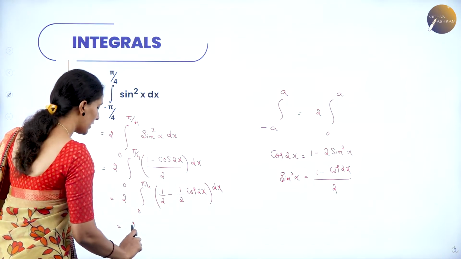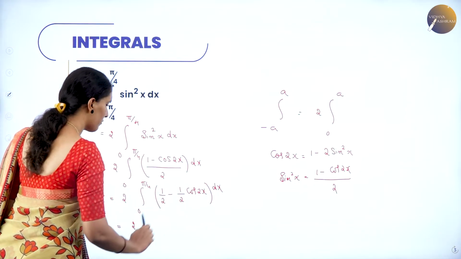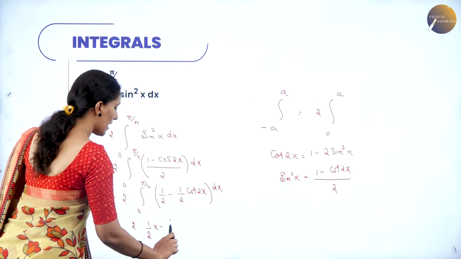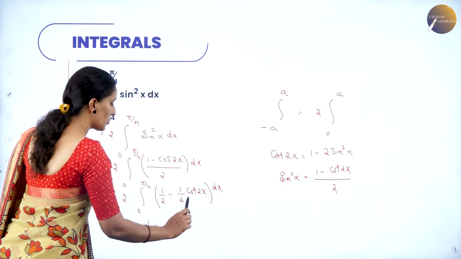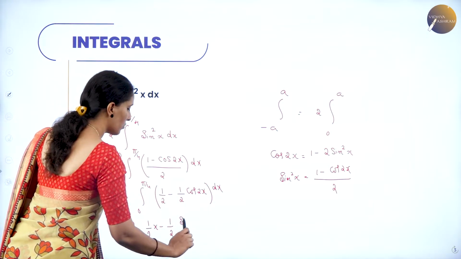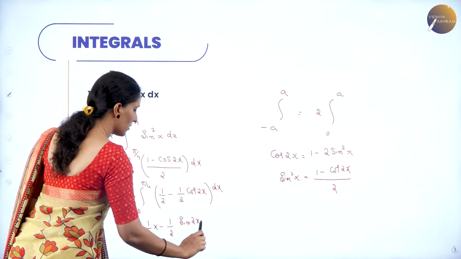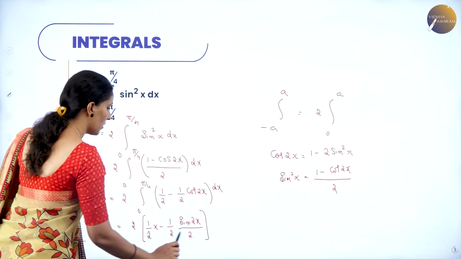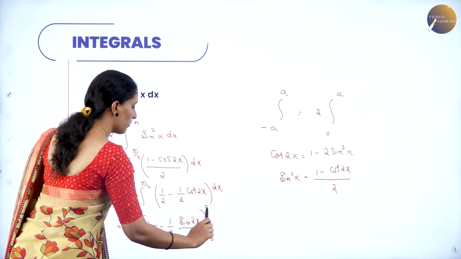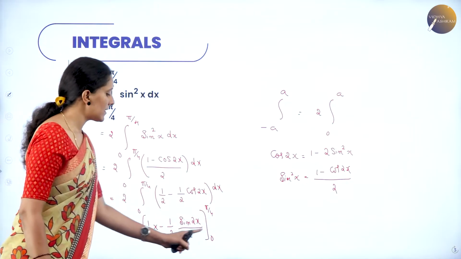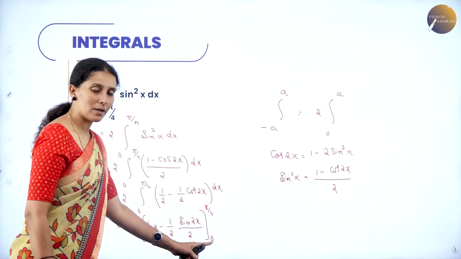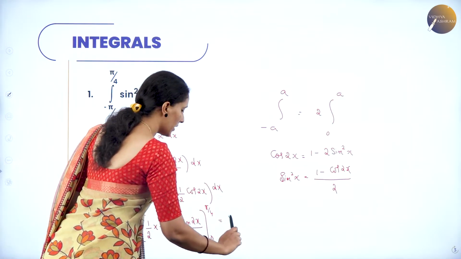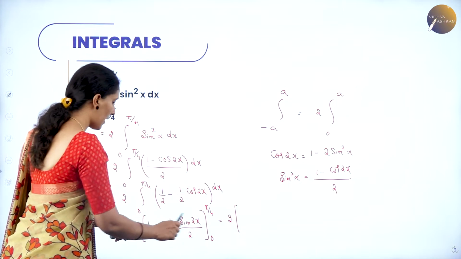After evaluating the integral, since you have half with respect to dx, you will get half into x, and minus half is already there. Cos 2x integrates to sin 2x by 2. Let us apply the limit from 0 to pi by 4. Since the lower limit is 0, f of a is completely 0. So what happens to f of b here? Apply pi by 4 here.